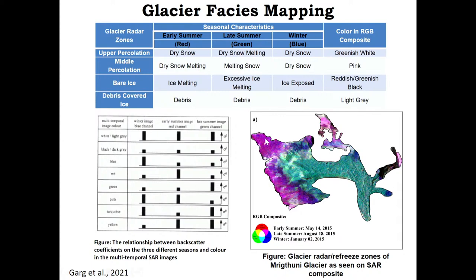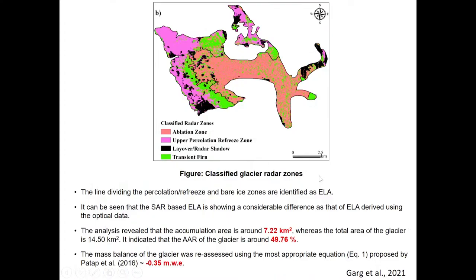zones. So the pinkish color tone is the middle percolation zone. This purple color is showing the wet snow zone. And because this glacier is mostly debris covered, this greenish tone is coming because of the presence of the debris in the region.